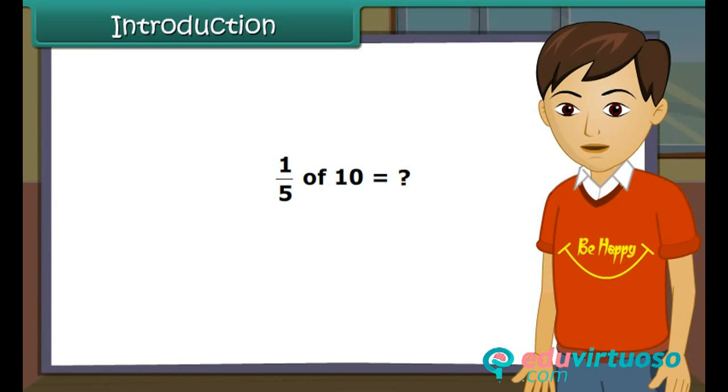What is 1/5 of 10? Is 1/5 of 10 greater than 2, lesser than 2, or equal to 2? Come, let us seek the answers of such questions in the lesson Fractions.